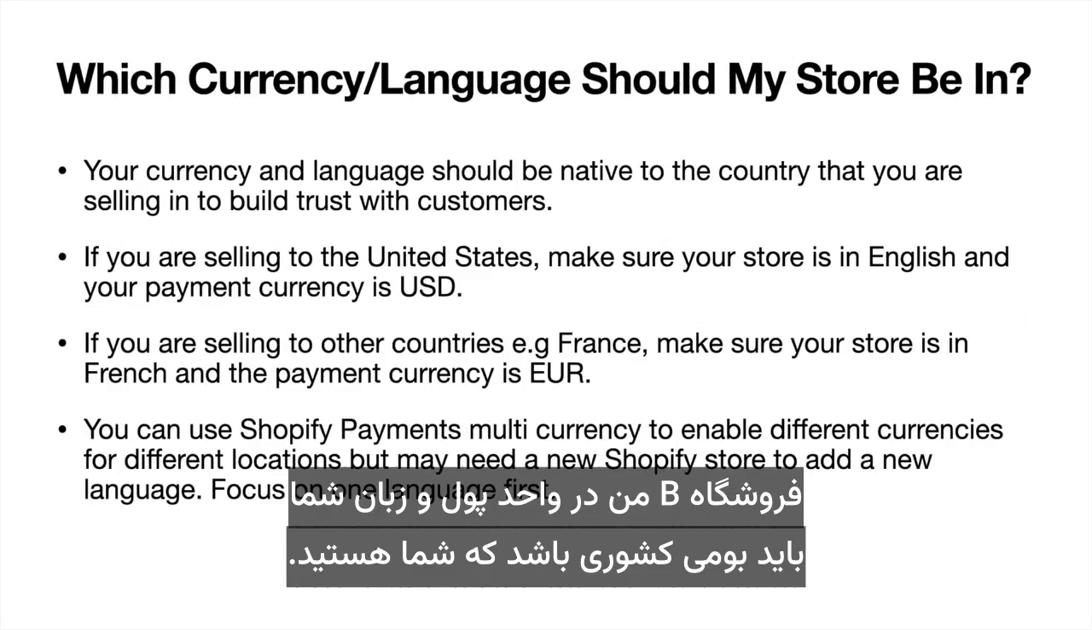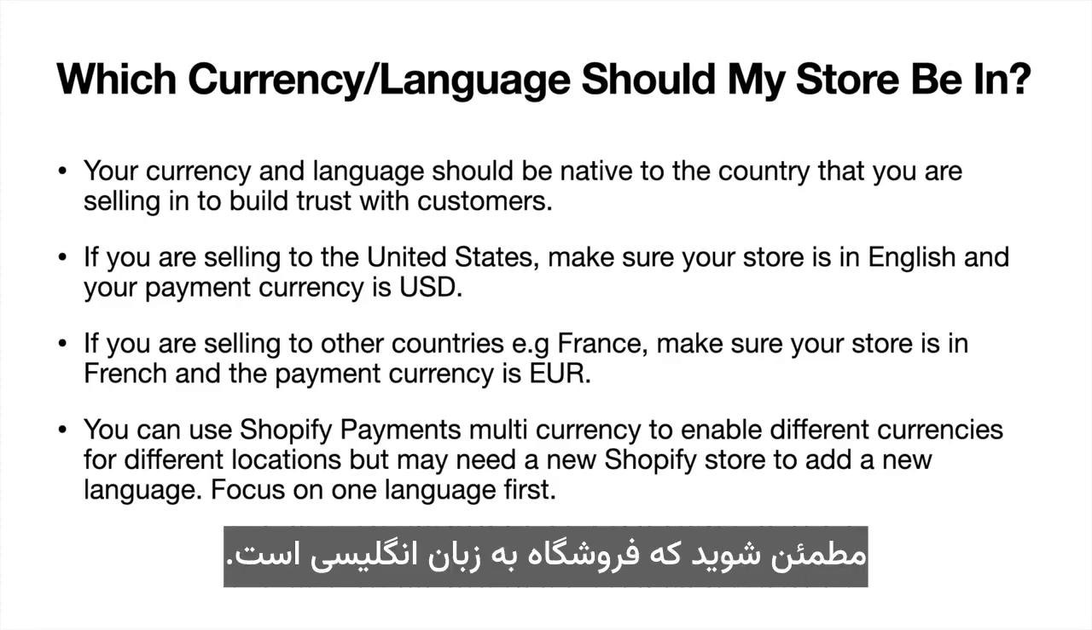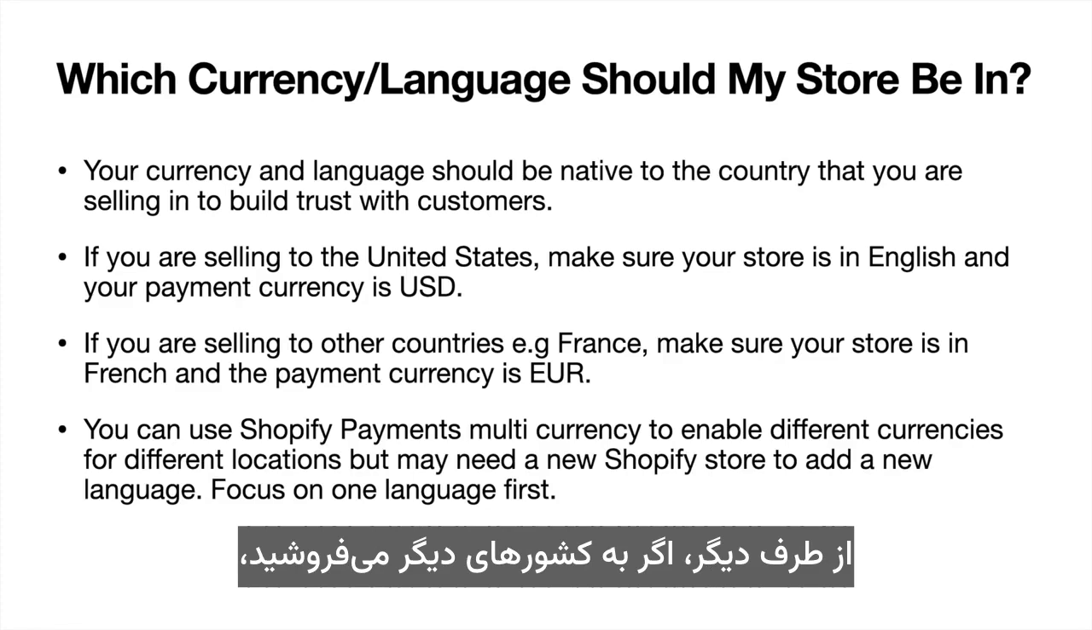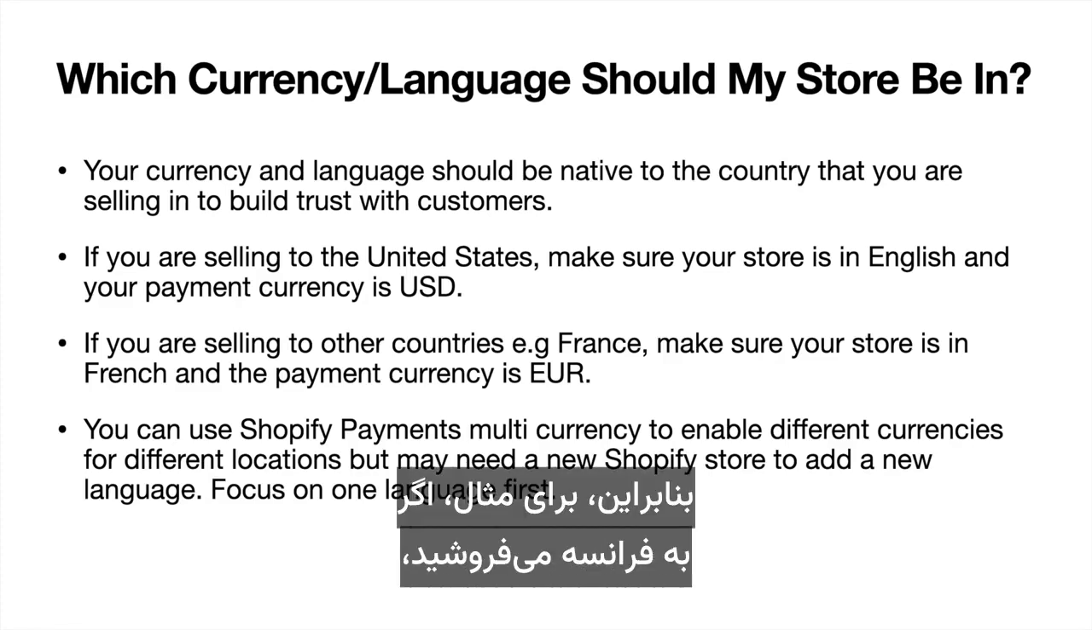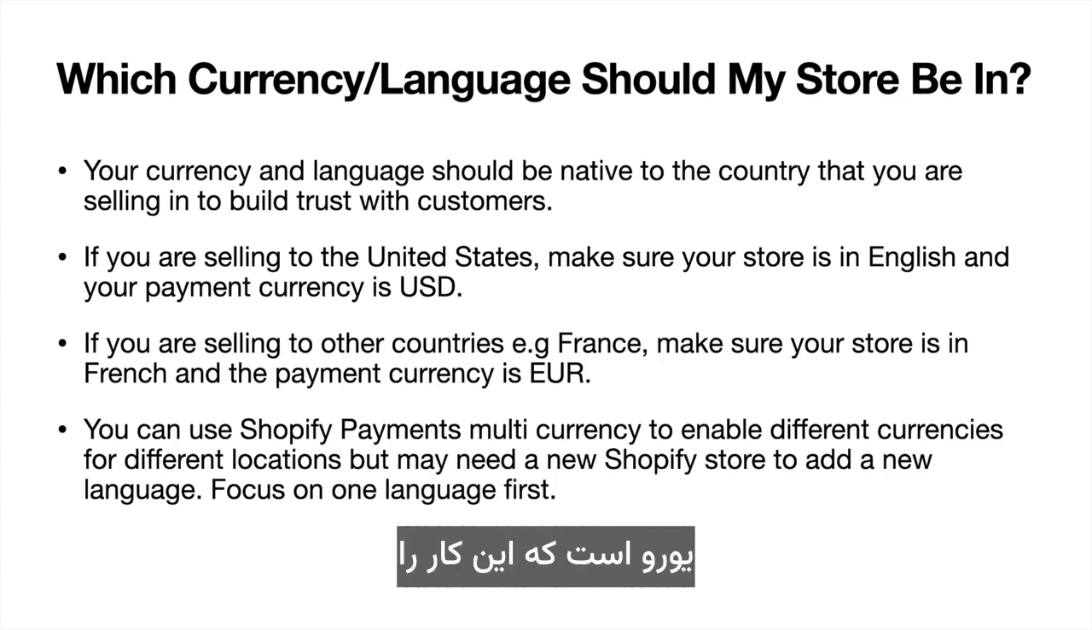Which currency and language should my store be in? So your currency and language should be native to the country that you are selling in to build trust with customers. If you are selling to the United States, make sure your store is in English and your payment currency is USD. Alternatively, if you're selling to other countries, make it native too. So for example, if you're selling to France, make sure your store is in French and the payment currency is euros.